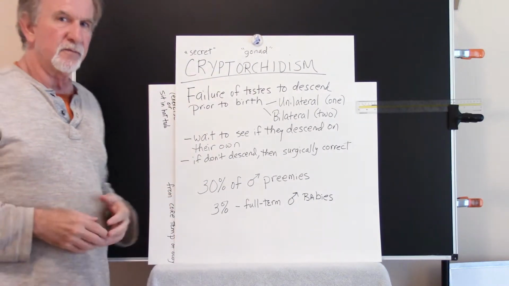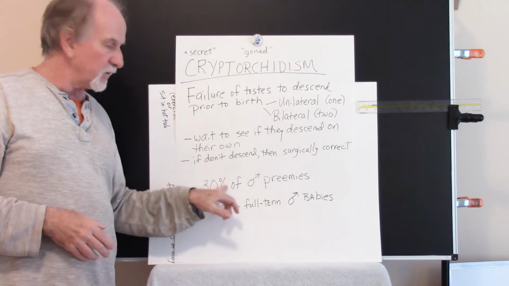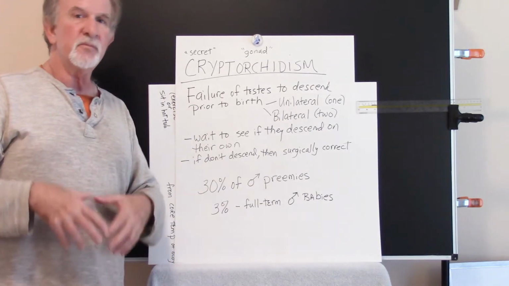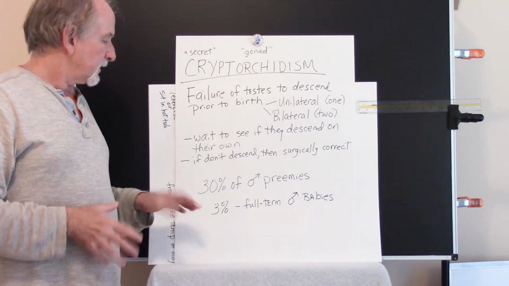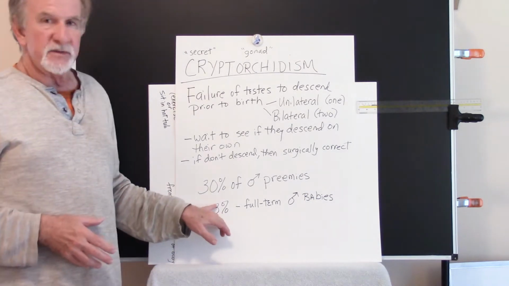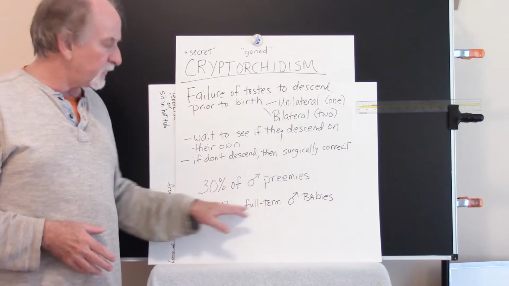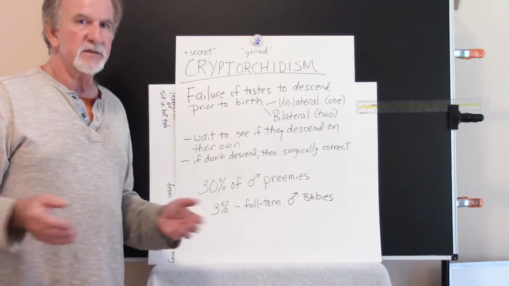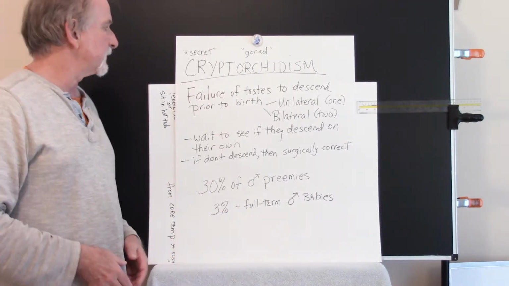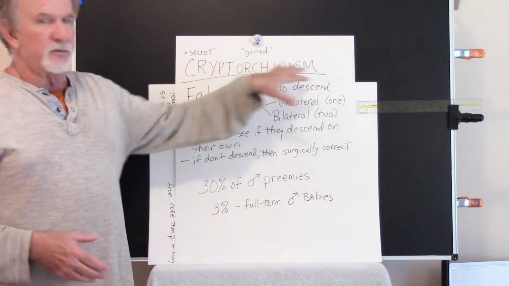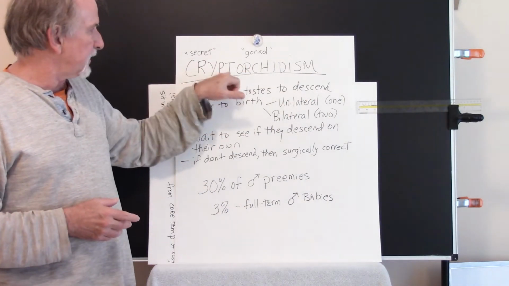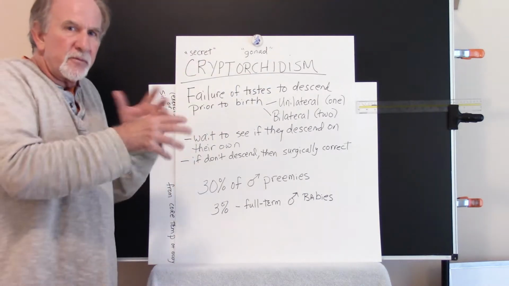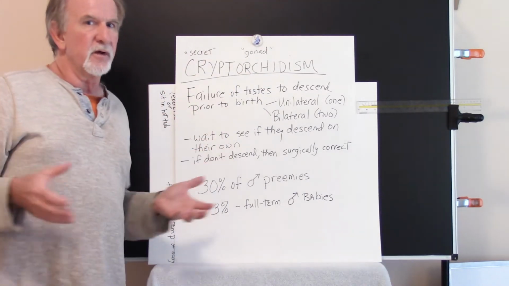There is a condition that occurs in about 30% of preemies. A preemie would be a little boy that's born prematurely, and it occurs in about 3% of full-term male babies. In other words, kids that are born at 9 months after a full-term pregnancy. And it's called cryptorchidism. So the word crypt means secret, and orchid means gonad. So cryptorchidism translates to secret gonad.